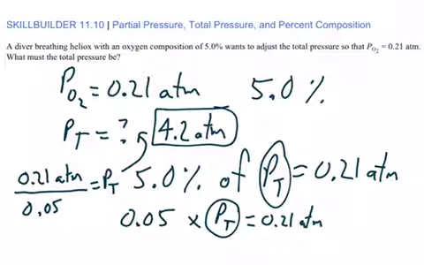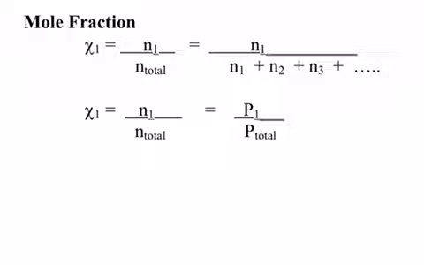So does 0.21 ATMs sound like 5% of 4.2? It does to me. That's how you can always, at the end, check your answer to make sure that you're doing everything correctly. Okay? All right. Let's move on to the next problem.